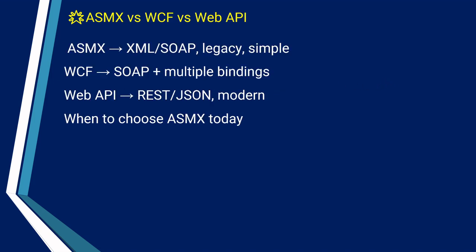ASMX is simple and SOAP based. WCF supports multiple bindings and protocols. Web API is modern and REST based. Each has its place, but ASMX remains the easiest choice for legacy systems and lightweight mobile integrations.